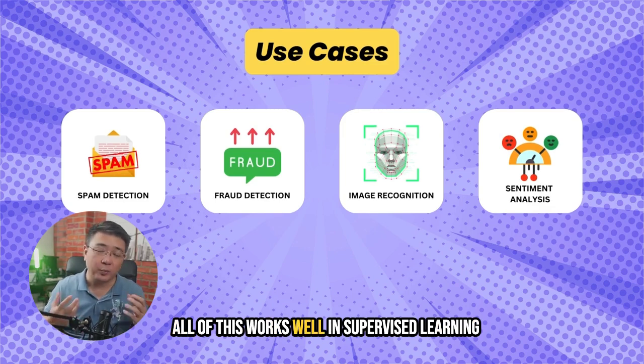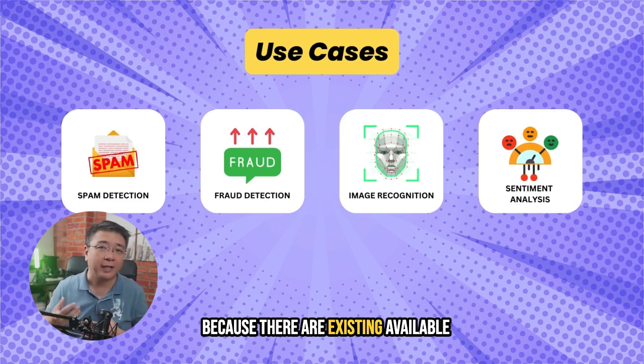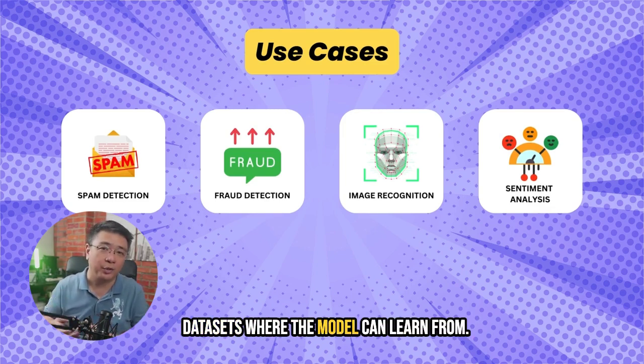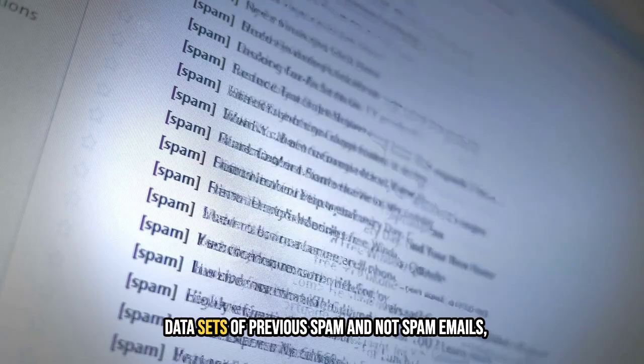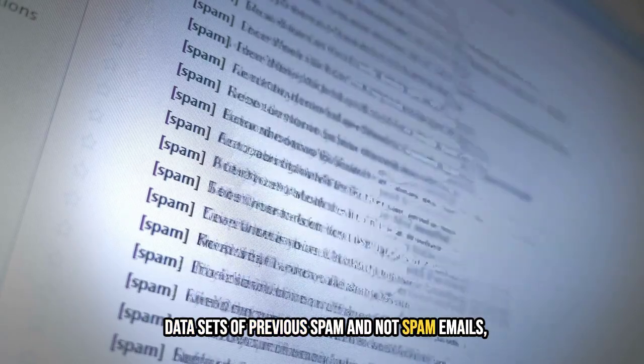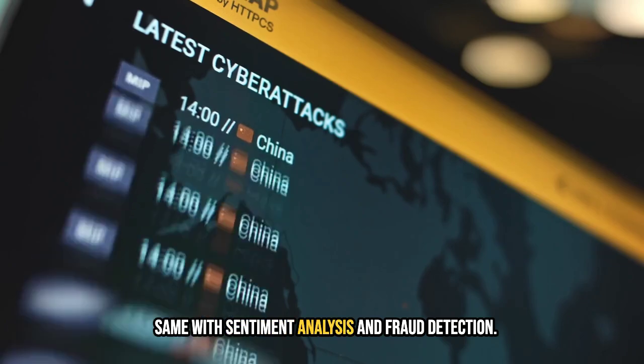All of this works well on supervised learning because there are existing available datasets where the model can learn from. For example, spam detection would have existing datasets of previous spam and not spam emails. Same with sentiment analysis and fraud detection.